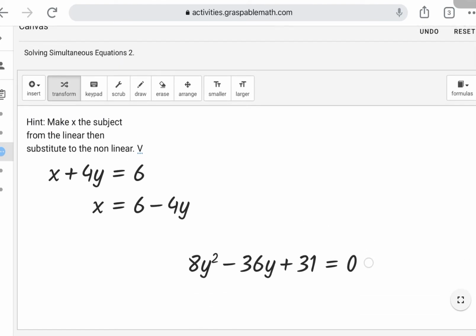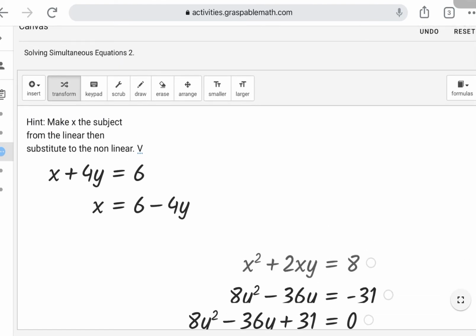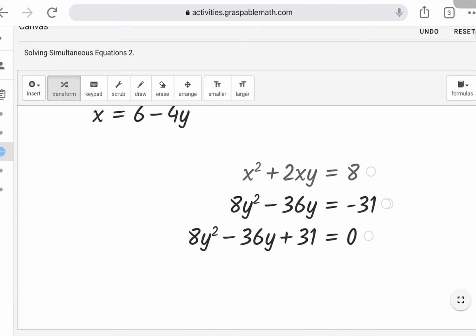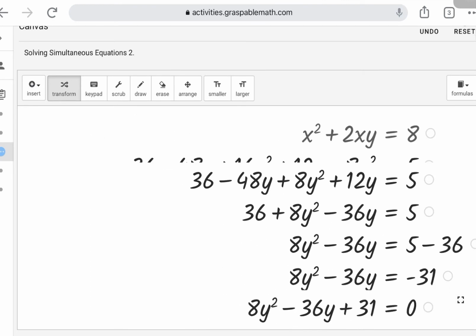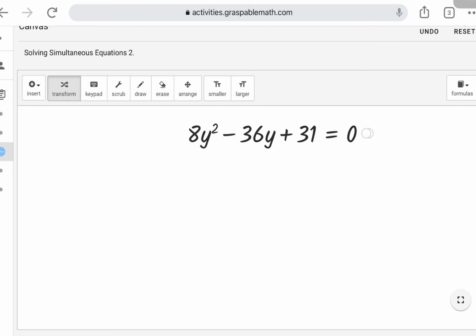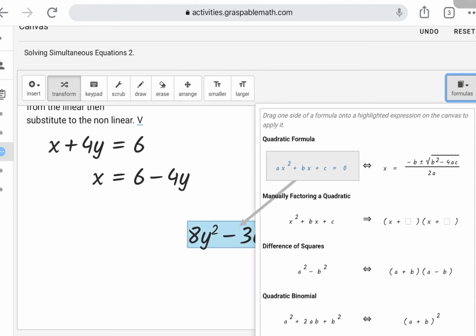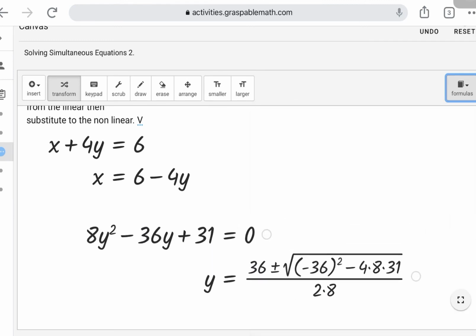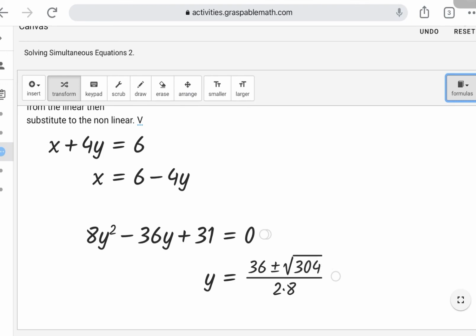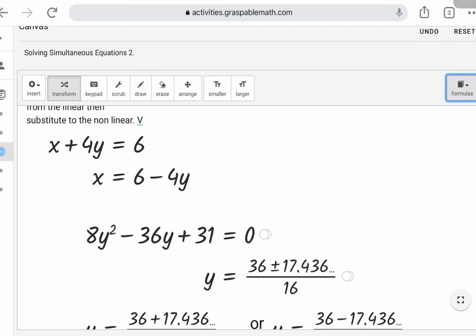And then if you want to check your working process, drag the circle button next to the equation down. This time I don't need it. Okay, formula. Drag the formula into the quadratic equations and then simplify. Tap the multiplication, tap the square to simplify, tap the addition or subtraction to simplify, tap the multiplication in the denominator, tap the square root to simplify, tap the plus minus to give you two values of y.